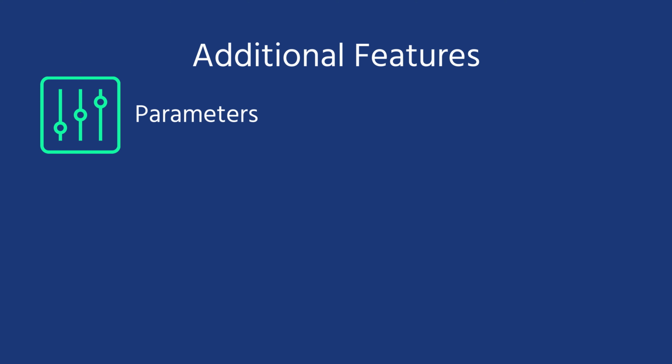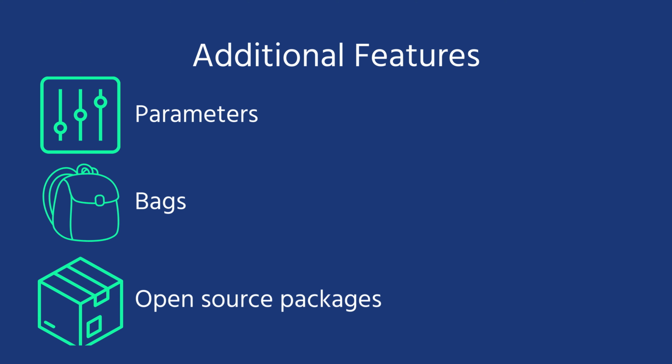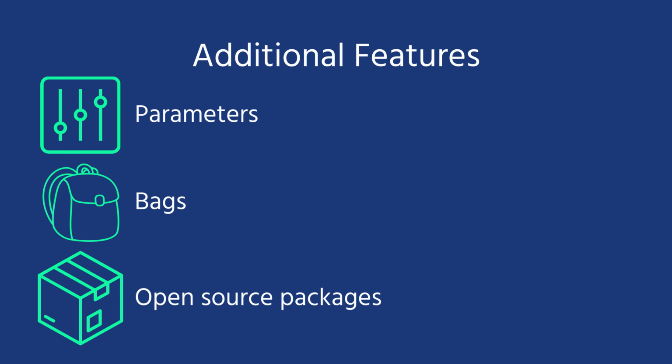Some additional features of ROS include parameters, bags, and its vast amount of open-source packages. A parameter is a configuration value of a node. You can think of parameters as node settings. A node can store parameters as integers, floats, booleans, strings, and lists. In ROS2, each node maintains its own parameters. Parameters could be the size of your robot, or its weight, for example.